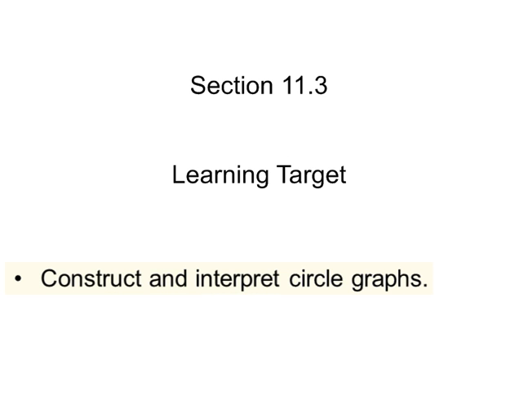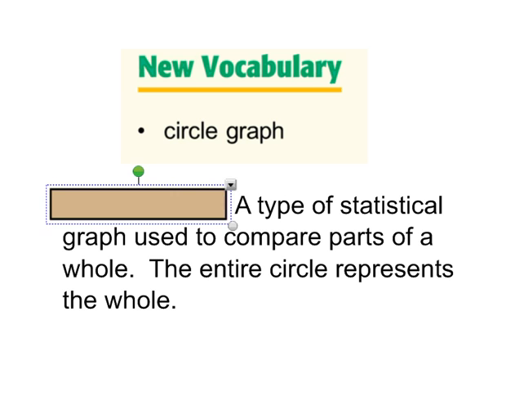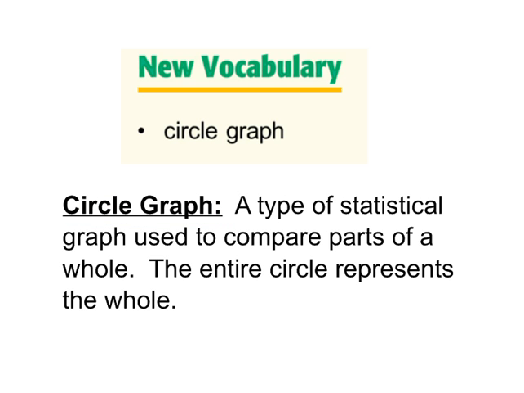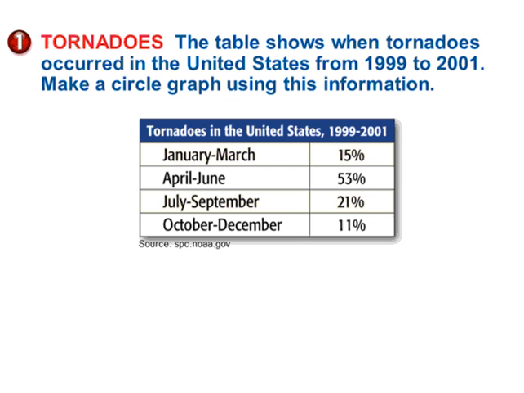All right, so a definition of a circle graph is a type of statistical graph used to compare parts of a whole. The entire circle represents the whole. So let's do one as an example. I think that's the clearest way to do it.